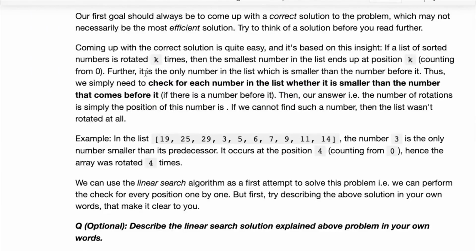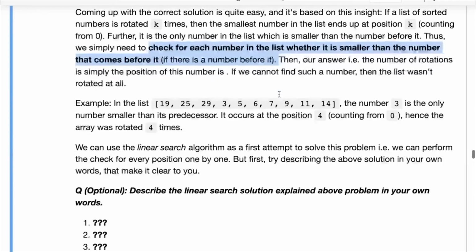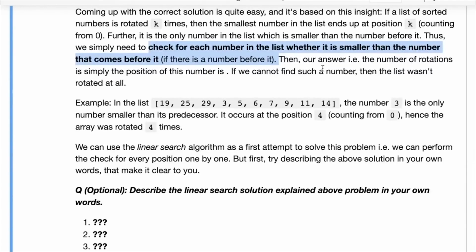So we simply need to check for each number in the list whether it is smaller than the number that comes before it. If there is such a number, then our answer, which is the number of rotations, is simply the position of this number, right? So if you can find the position of the number which is smaller than the number that comes before it, the position of the number is also equal to the number of times the sorted list was rotated. And if we cannot find such a number, then the list wasn't rotated at all.